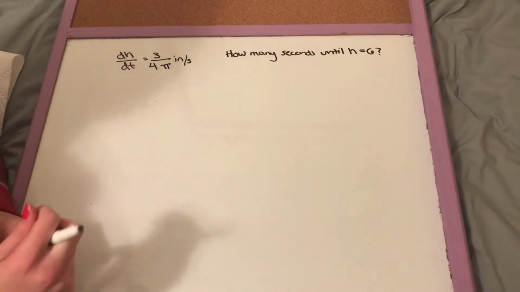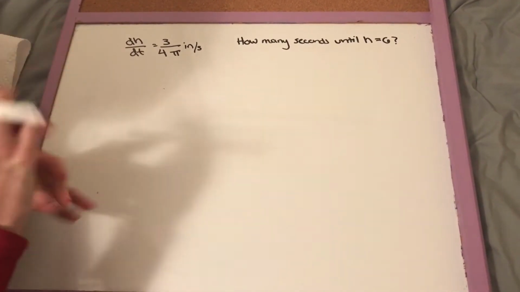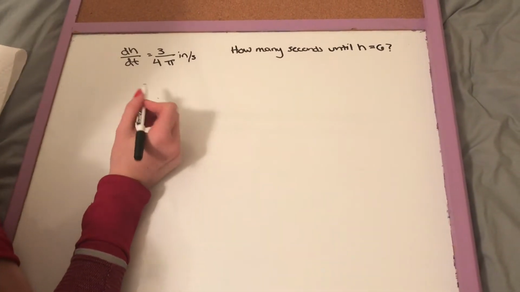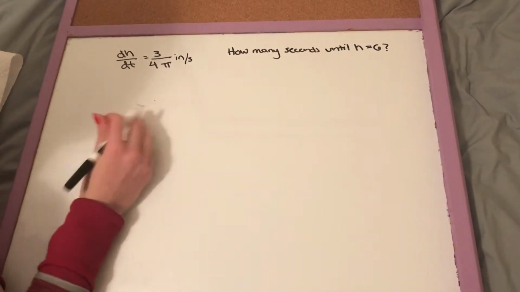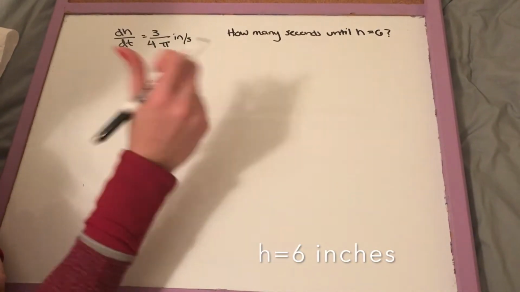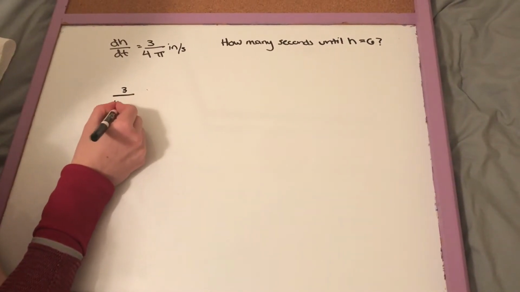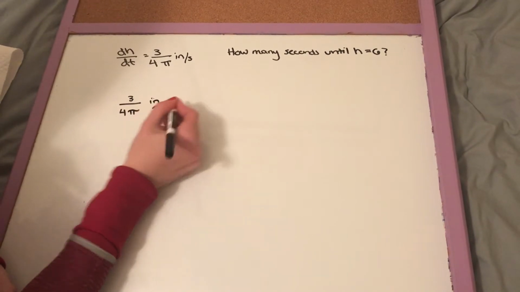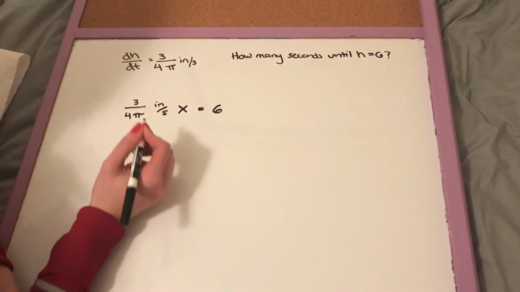So the second part to this problem is how many seconds until h equals 6, which is how tall the cup is. So we found out in the previous part of the problem that dH/dt, the change in height over time, is 3 over 4 pi inches per second. And we want to know how many seconds until h equals 6. So we do 3 over 4 pi inches per second times x equals 6, the height.